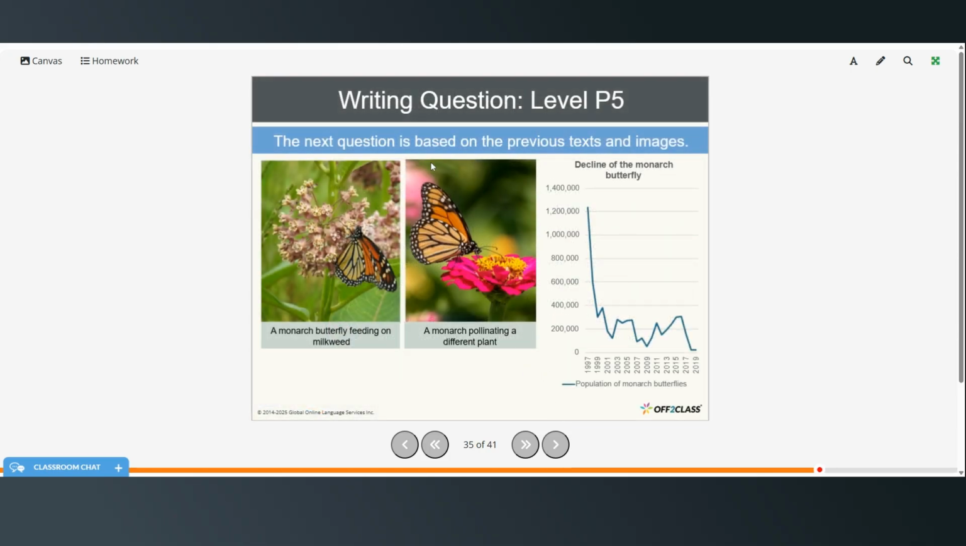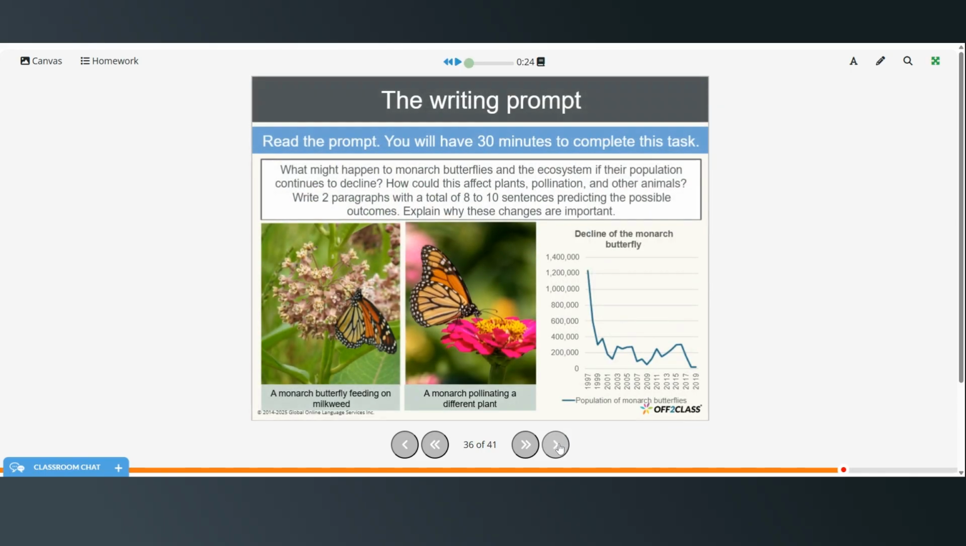All right, the next question is based on the previous text and images. What might happen to monarch butterflies and the ecosystem if their population continues to decline? How could this affect plants, pollination, and other animals? Write 2 paragraphs with a total of 8 to 10 sentences predicting the possible outcomes. Explain why these changes are important.